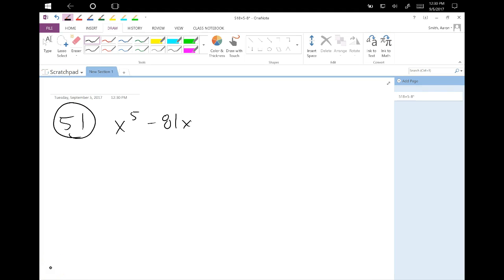On number 51, we want to factor x to the fifth minus 81x. Now, like I always recommend, we should look for something we can factor out of everything before we start trying to do a difference of two squares or anything else like that. So looking at this, I can take a GCF, a greatest common factor, of x out.